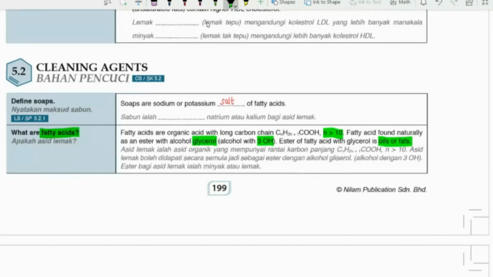So here are still some new terms. Fatty acid we can say is a carboxylic acid, but the number of carbons will be more than 10. We can call it an ester with the alcohol glycerol. What do you mean by glycerol? Alcohol with 3 hydroxyl groups, 3 OH. In other words, we can call them oil or fats that we learned in our previous lesson.